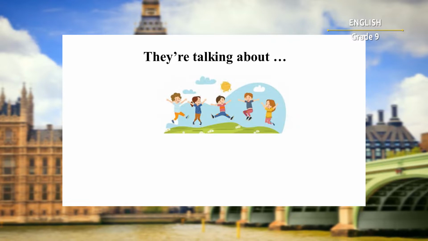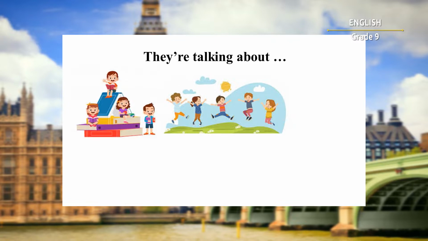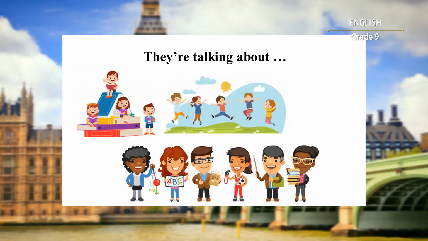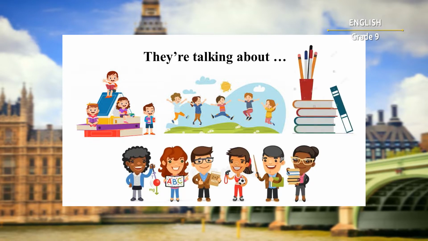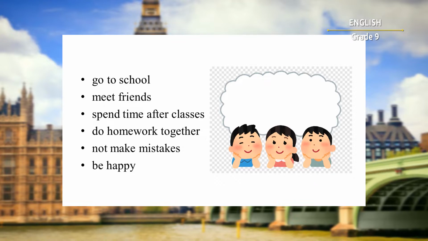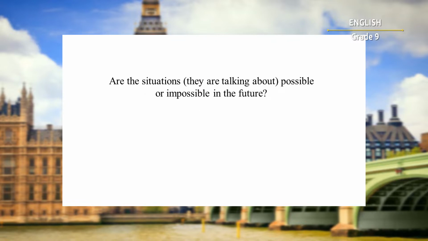About meeting their friends. About spending time together after lessons. About teachers. And doing homework. Look at the situations the children are talking about. Now, answer the questions. Are the situations they are talking about possible or impossible in the future?